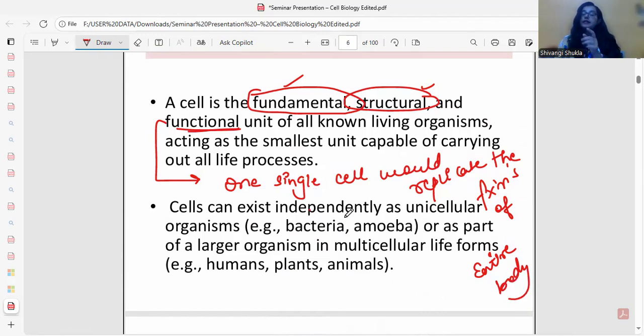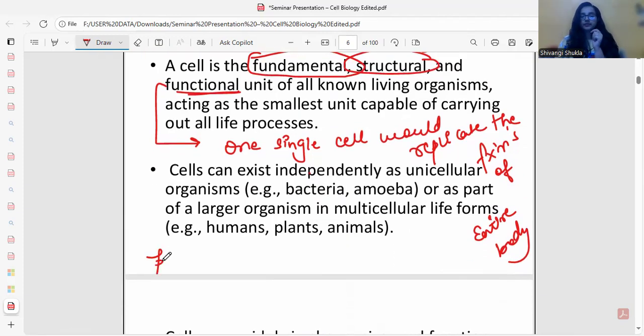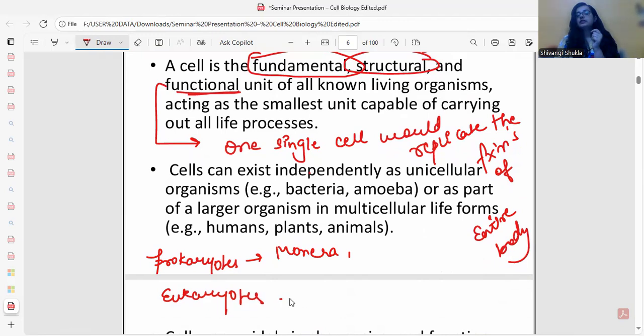Cells can exist independently as unicellular organisms. There are two kingdoms of unicellular organisms. Among the prokaryotes, one kingdom is Monera, which includes all the bacteria. The second kingdom is of the eukaryotes, not all the eukaryotes, obviously. The very first kingdom that incorporates the eukaryotes is the kingdom Protista. So Protista contains amoeba, protozoans, euglena, dinoflagellates, diatoms, etc. And then they can form a part of larger organisms, which we see in humans, plants, animals, and fungi.